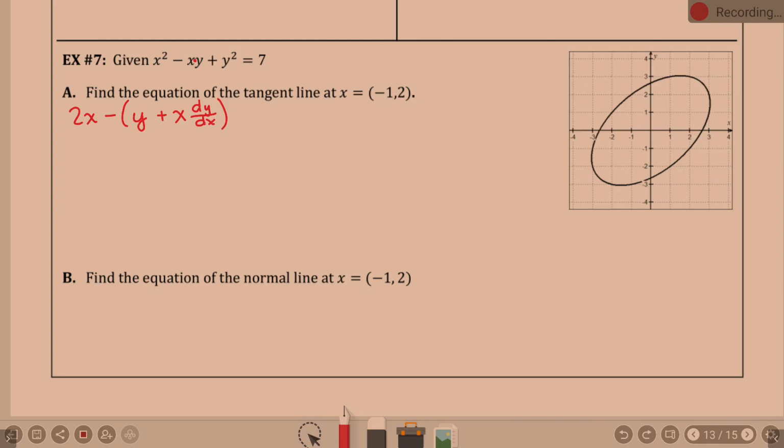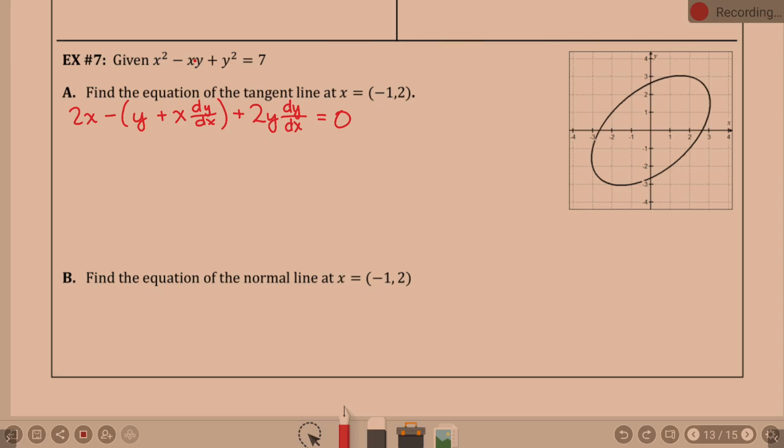Plus, 2 dy dx. Derivative of 2 what? Derivative of y squared is 2y, and the derivative of y is dy dx. Take the derivative normally, and then tag on the dy dx. And then derivative of 7 is 0. Okay?